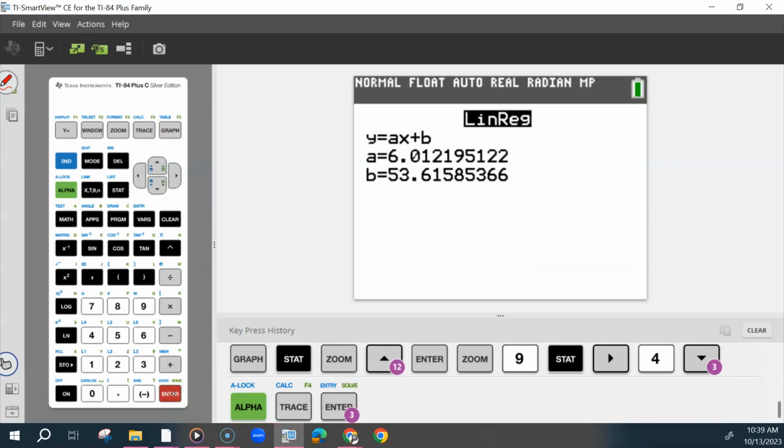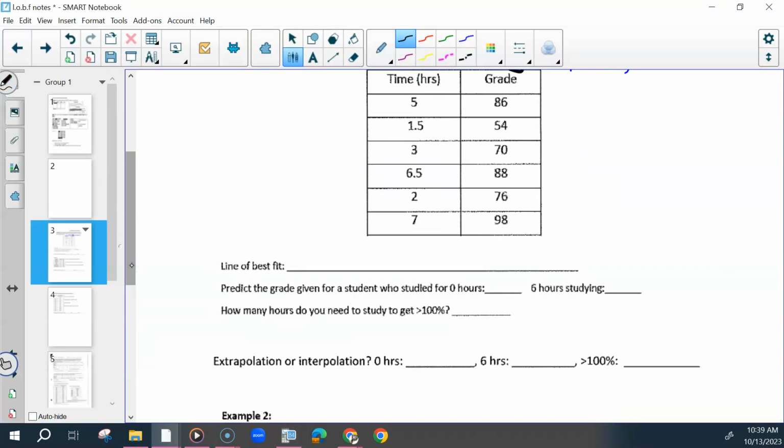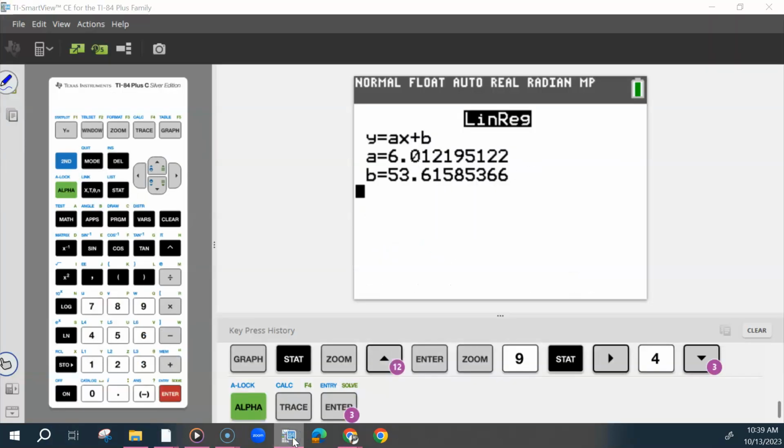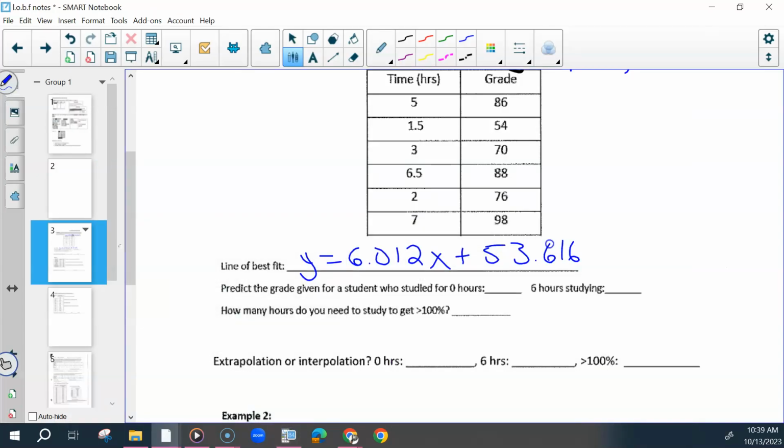Right? So when we write our line of best fit, you can write all the decimals. You don't have to write all the decimals. You need to write at least 3. So 6.012 x plus 53.61, round 6. So y equals 6.012 x plus 53.6. 3 is great. More than that is amazing. Less than that, you should be doing at least 3.